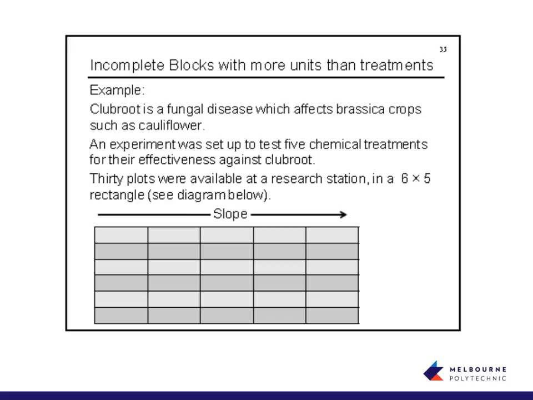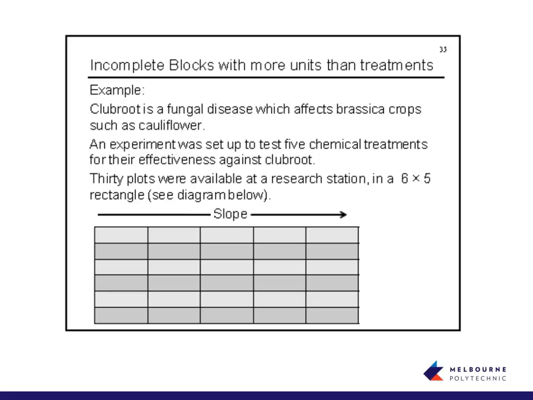In this example here, and the exact details aren't important, but you can take the time to read them. We have 5 treatments, however 6 experimental units in each block. So it's the reverse of what we had before. We've got more experimental units than we have treatments, whereas before we had more treatments than we had experimental units.